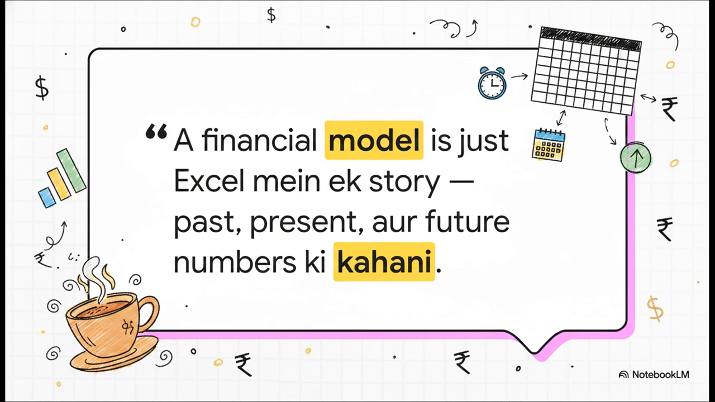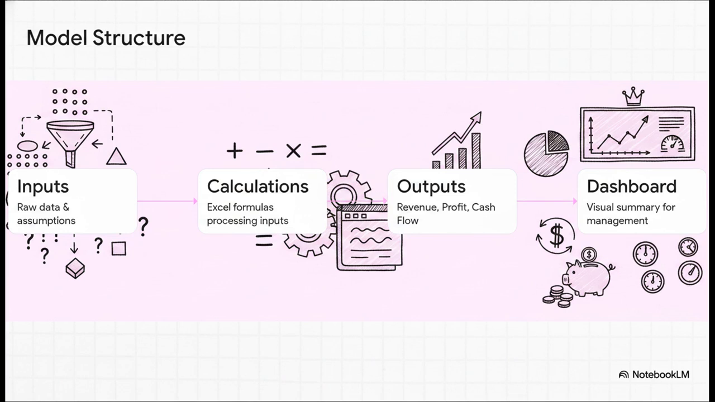We are literally just going to write down the mathematical story of what it takes to make Richa's Chai Corner a highly successful business. Every great model follows a super logical 4-step flow. First, inputs. This is your basic data and assumptions. Second, calculations. Processing those inputs using your Excel formulas. Third, outputs. Getting your actual results like revenue and profit. And finally, the dashboard. Creating a clean visual summary for management to review.